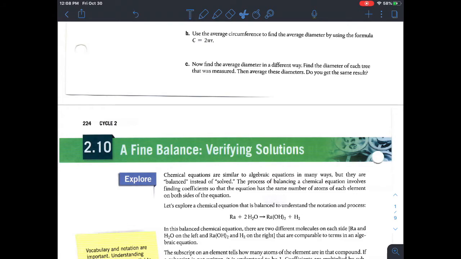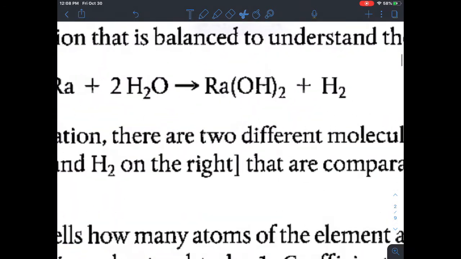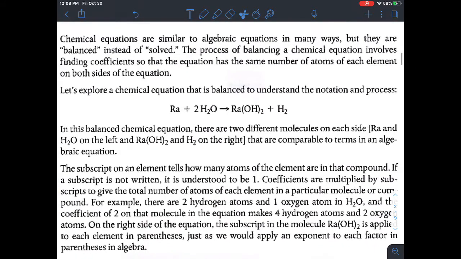So, chemical equations, like you see here, are similar to algebraic equations in many ways. But instead of solving, we need to balance. So what's on the left needs to balance what's on the right. The process of balancing a chemical equation involves finding coefficients so that the equation has the same number of atoms in each element on both sides of the equation.